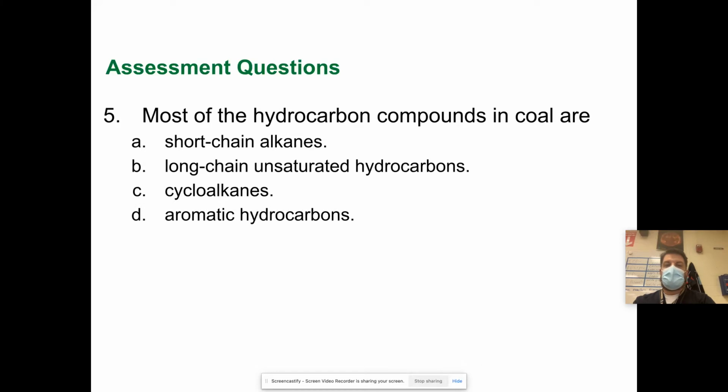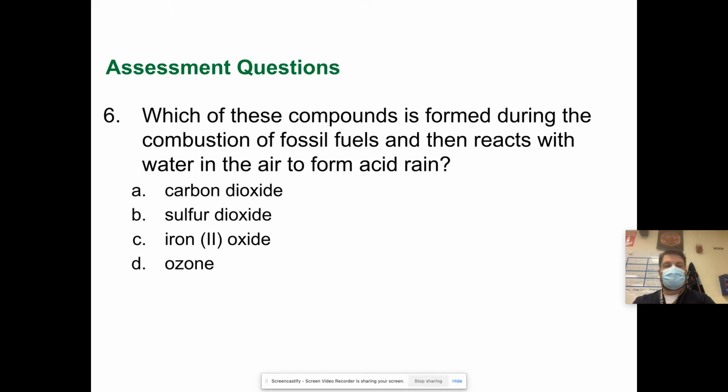Most hydrocarbon compounds in coal are aromatic hydrocarbons. Those are the ones that have the rings. My bad. Which of the following compounds is formed during the combustion of fossil fuels and then reacts with water in the air to form acid rain? B. Sulfur dioxide.